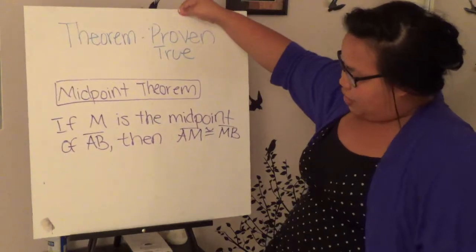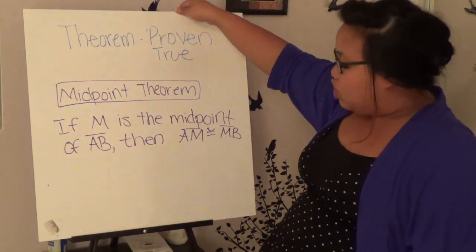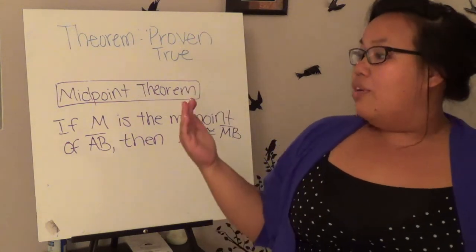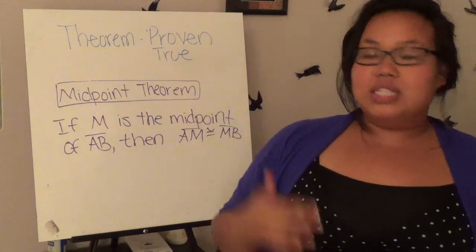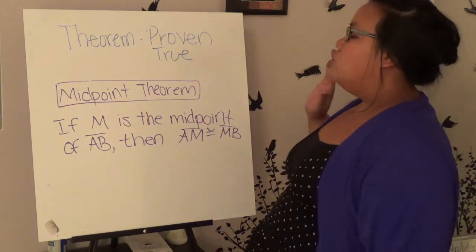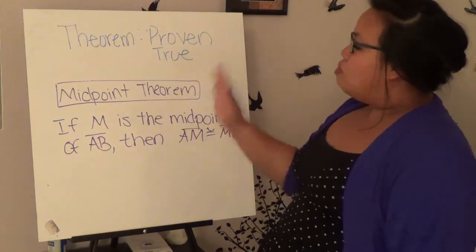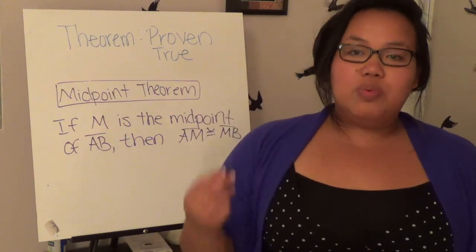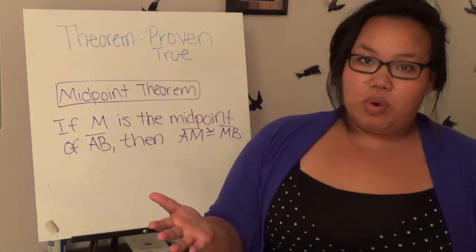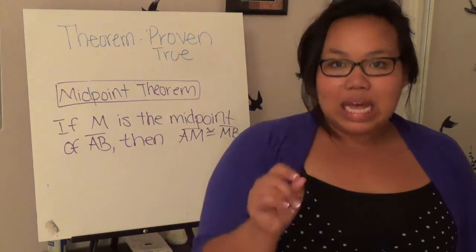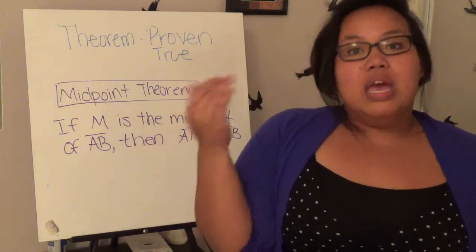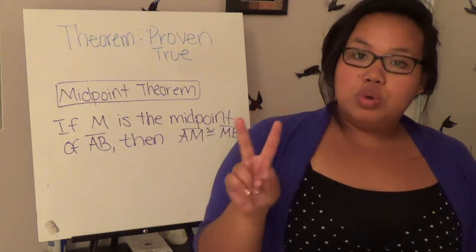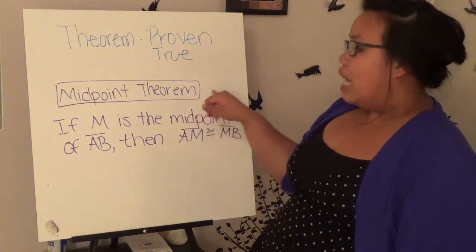Theorems are slightly different. Instead of accepted true, these are the ones that are actually proven true. They've gone through a whole process of factual statements, of testing, and all that sort of stuff, and these are proven true statements. For example, the midpoint theorem. When you think about midpoint, what did we learn about midpoint? A midpoint is a point that's exactly in the middle, right? And because it's in the middle, it cuts the line into what? 2 congruent parts. Now, that's exactly what the theorem is stating.